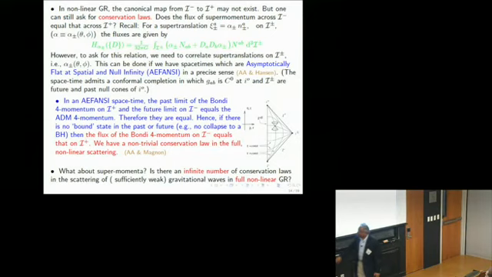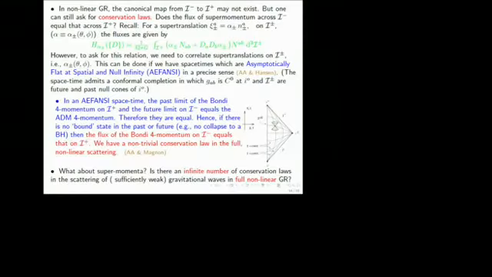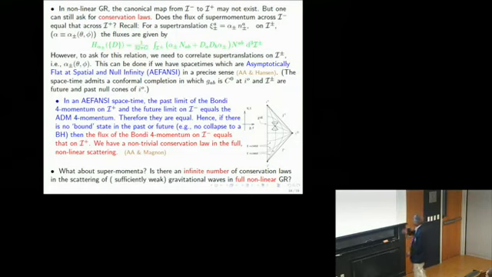Therefore, if I had such a situation, Minkowski spacetime, gravitational waves coming in, gravitational waves going out up here, in such a situation the Bondi momentum in the distant future is 0. The Bondi momentum here is 0. So the ADM momentum up here, if you like, is really the flux of energy momentum across Scri- and the flux of energy momentum across Scri+. And what this result shows is that the flux of energy momentum across Scri- is equal to the flux of energy momentum across Scri+. So I get a quite nice conservation law in full non-linear general relativity.